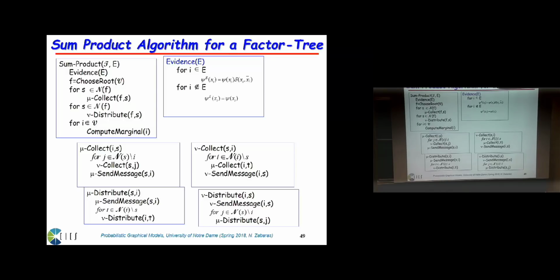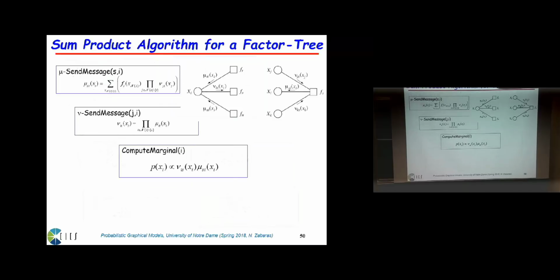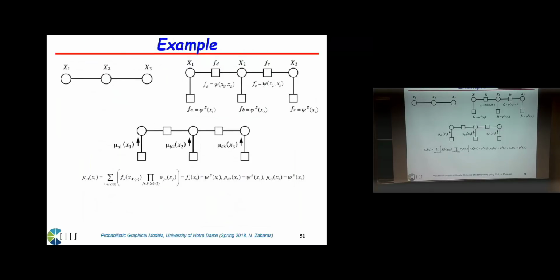The only thing you see here is a new collect and a new distribute, because we have two sets of messages, going from the leaves to the root and from the root to the leaves. But apart from that, if you go from one algorithm to the other, it's basically minimal work. All right, that's the algorithm, and there is another example. You read it, and we'll take it from there.